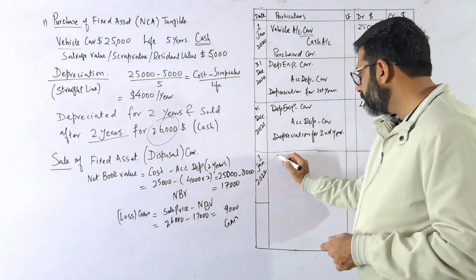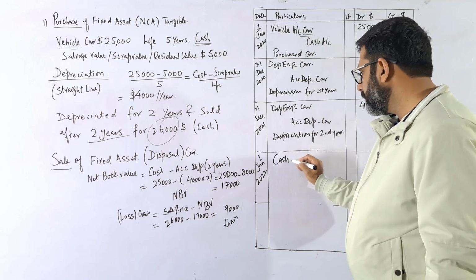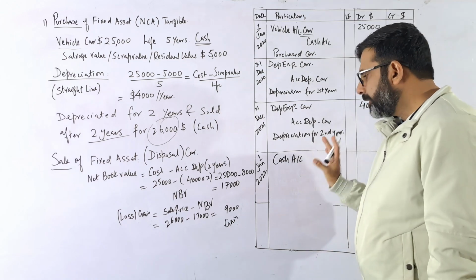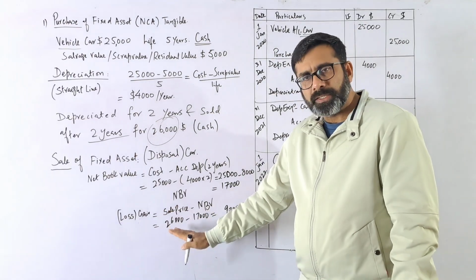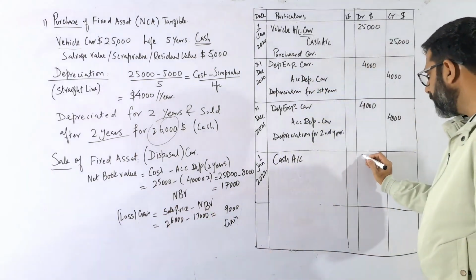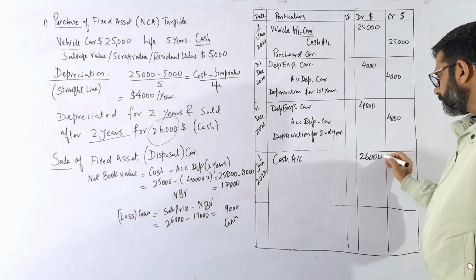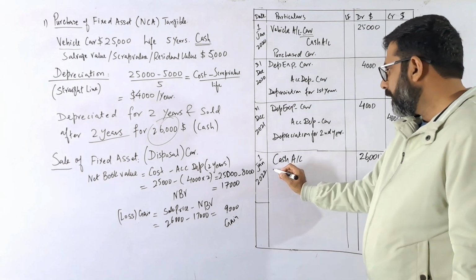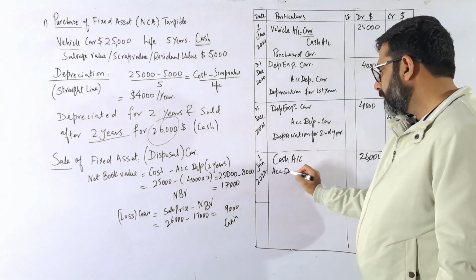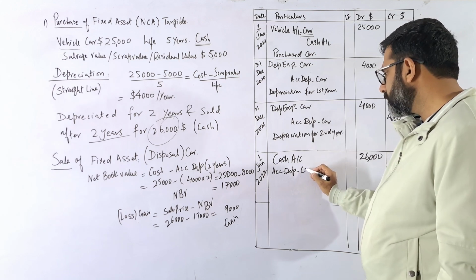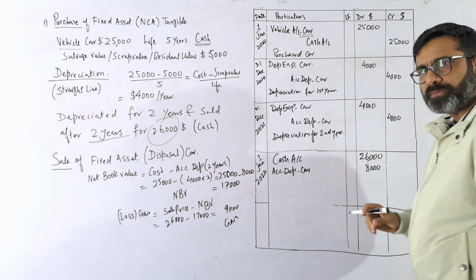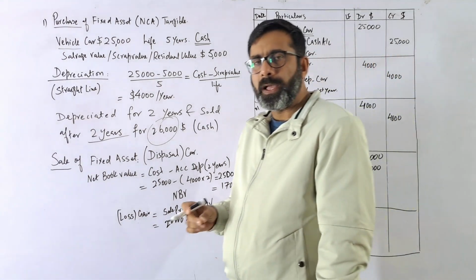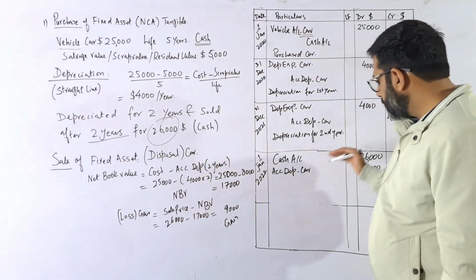So now here the same thing, we will write the cash account. But the cash we are receiving now is not 16,000. It is how much? It is 26,000 cash. So that will be debited, 26,000. Now accumulated depreciation, we have to make the balance on the accumulated depreciation 8,000. So again that will be debited. Now two transactions are over.